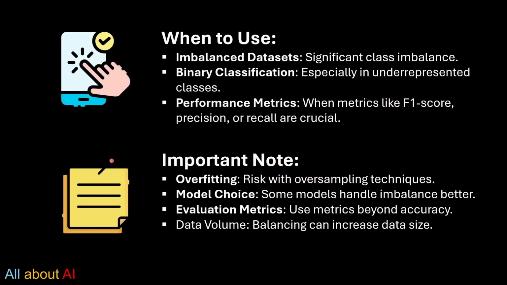Now the question is, when should we use all these techniques during the pre-processing step to balance the dataset? If you see there is a significant class imbalance, then you should use them. Particularly if it is a binary classification and one class is underrepresented, there is a best case to use these methods. Also, when metrics like F1 score, precision, or recall are crucial, then we should use one of these methods to balance the dataset.